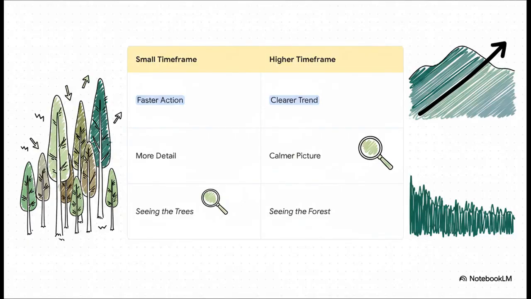Think of it like a trade-off. A small time frame, say a 1-minute chart, gives you all this fast action and incredible detail. You see every tiny little price jump. But a higher time frame, like the daily chart, it kind of filters out all that noise. It paints a much calmer picture, and more importantly, it shows you the clearer underlying trend. And this leads to the absolute best way to think about it. Small time frames let you see the individual trees, but the higher time frames, they let you see the entire forest.